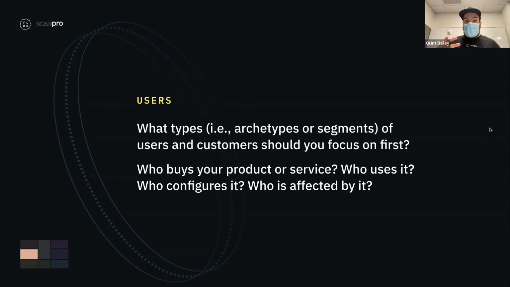So the packaging, for example, might be more focused on the parent, whereas the actual product itself and the experience might be focused on the child. Does that make more sense?